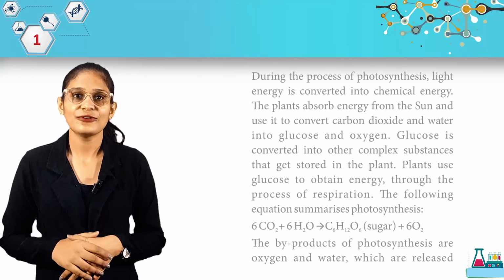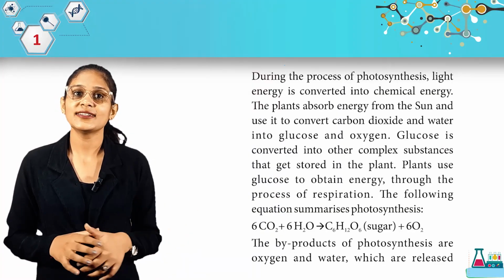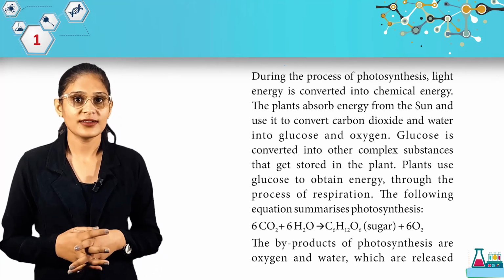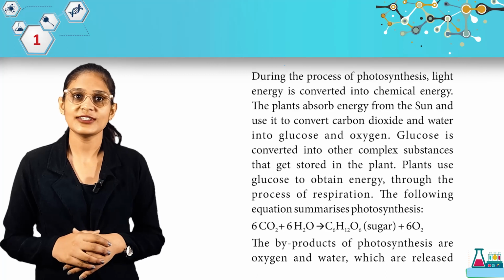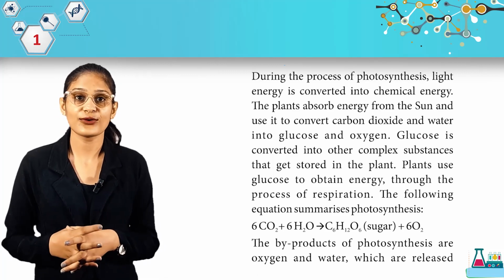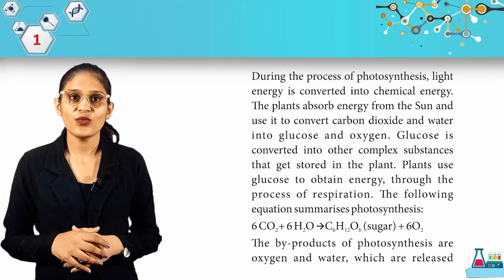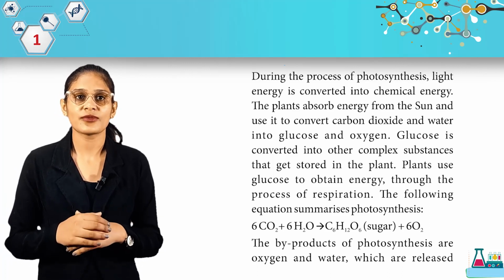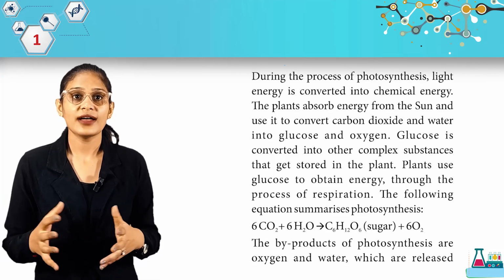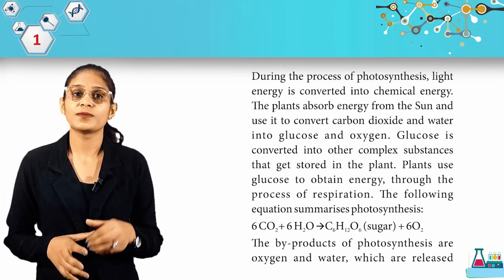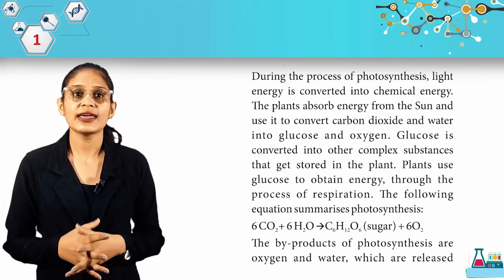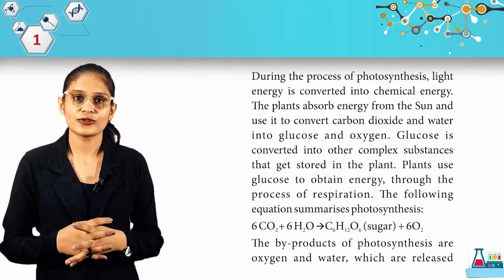During the process of photosynthesis, light energy is converted into chemical energy. The plant absorbs energy from the sun and uses it to convert carbon dioxide and water into glucose and oxygen. Glucose is converted into other complex substances that get stored in the plant. Plants use glucose to obtain energy through the process of respiration. The following equation summarizes photosynthesis.